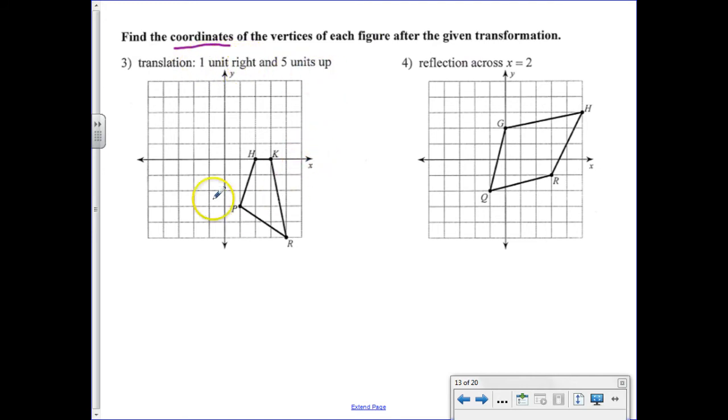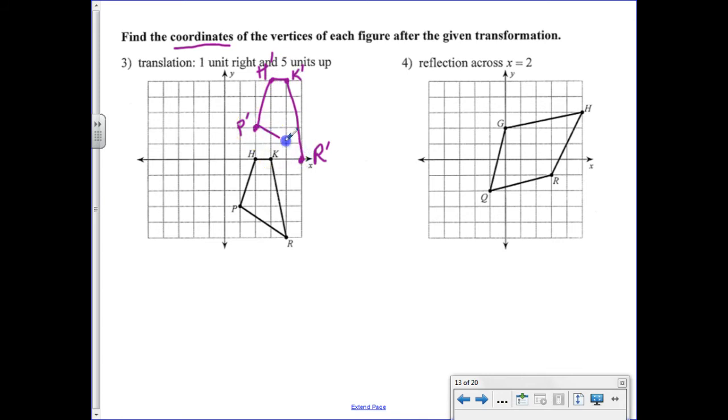So let's go ahead and do each one of these first. 1 unit to the right and 5 up. 1, 2, 3, 4, 5. Here's my new P prime. H, 1 to the right, 1, 2, 3, 4, 5. That's H prime. K, 1 to the right, 5 up. Here's my new K. And R is 1 to the right, 1, 2, 3, 4, 5, right there on the x-axis. Go ahead and connect it so that you see the outline of your new shape.